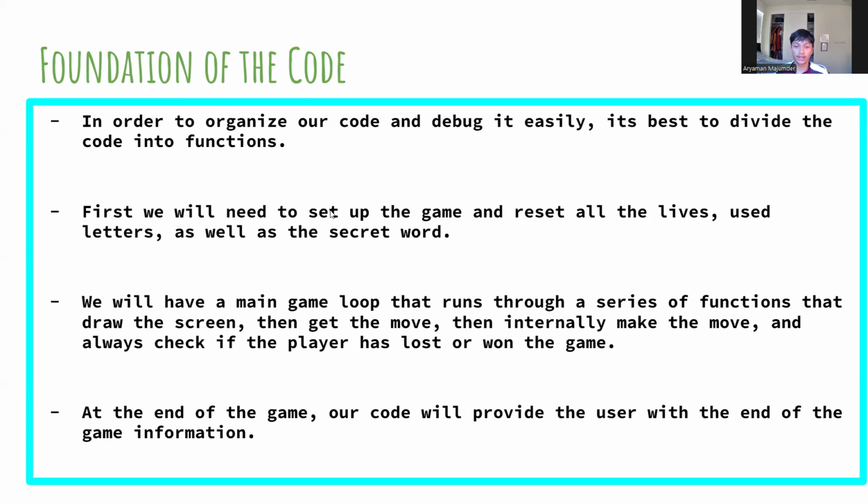First, we will need to set up the game and reset all the lives, used letters, as well as a secret word, which are many variables that we're going to use later to keep checking in the functions. We will have a main game loop that runs through a series of functions that draw the screen, get the move, and then internally make the move, as well as checking if the player has lost or won the game at any point in time. At the end of the game, our code will provide the user with the endgame information with check endgame.